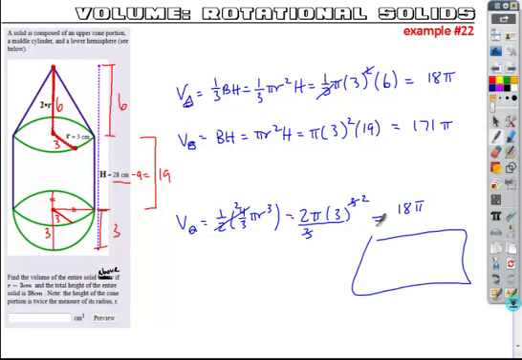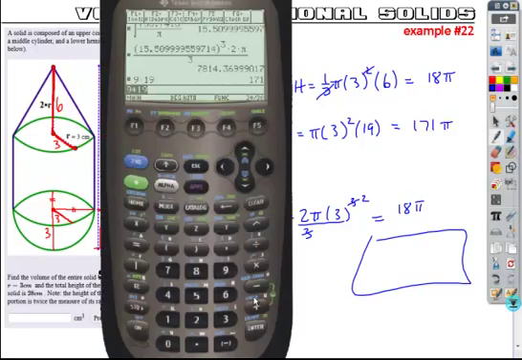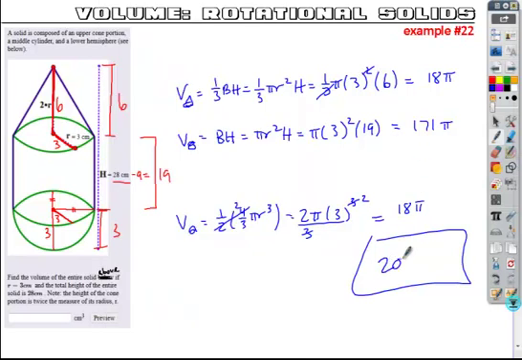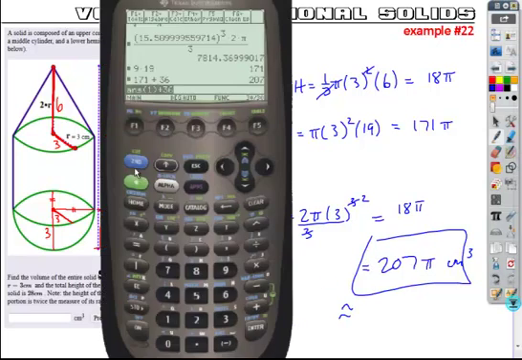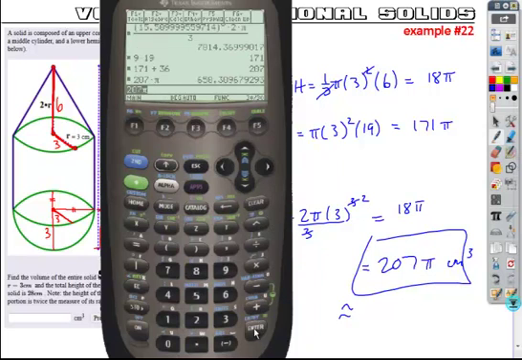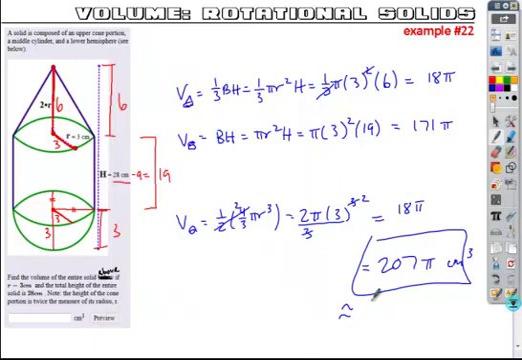And so your total is going to be the sum of all of these. If we add those together, we get 171 plus 2 18s, which is 36, giving us 207 pi cubic centimeters for our exact answer. And if we were finding the approximate answer, we could put this into a decimal form. 207 pi, written as a decimal, is 650.31 approximately.